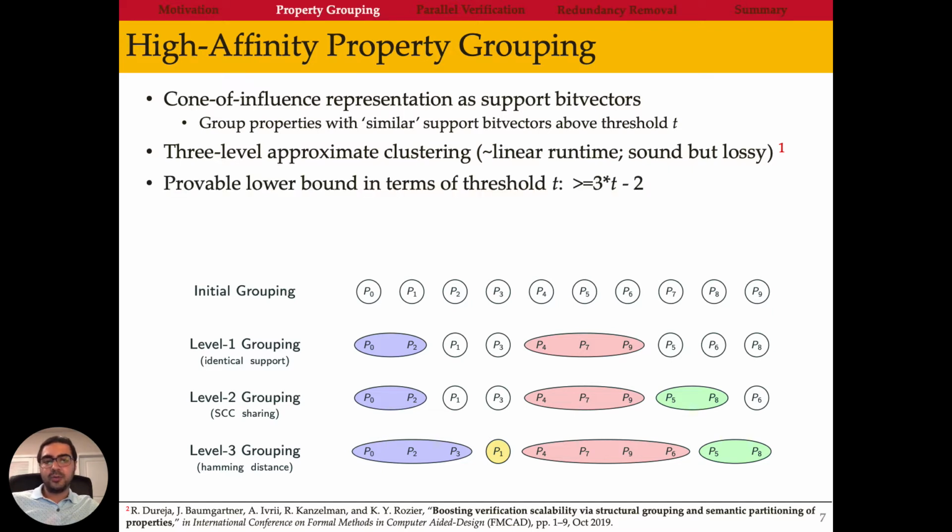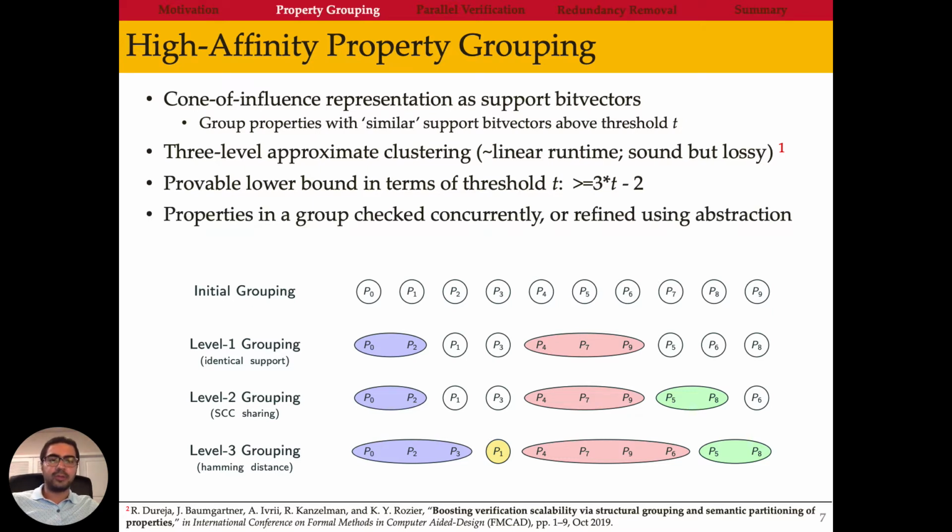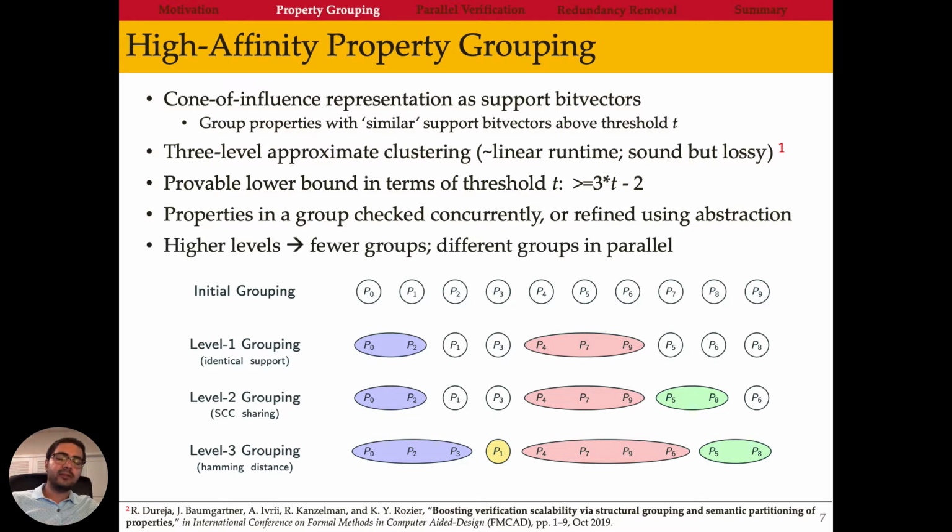The groups generated using the high-affinity property grouping procedure have a provable affinity lower bound. The properties in a group can be checked concurrently, or the group can be semantically refined using localization abstraction. It is important to note that higher levels of grouping generate progressively fewer groups, and the different groups can be checked in parallel.